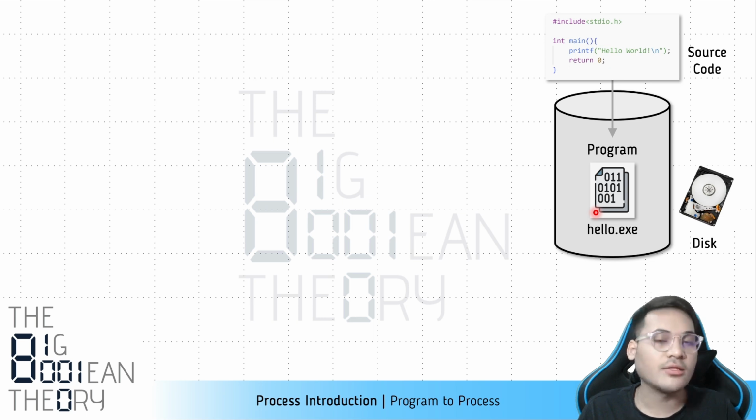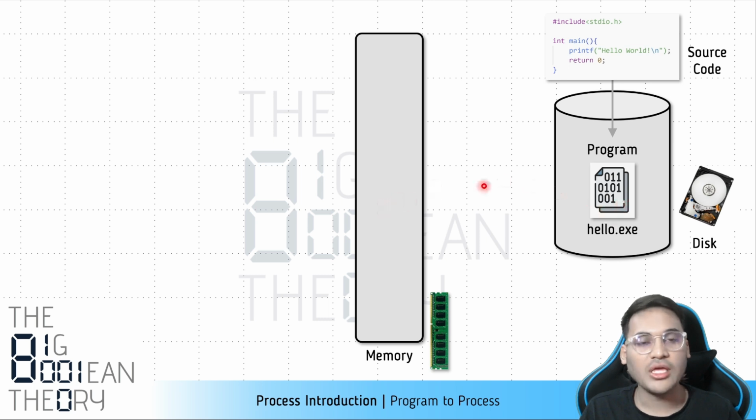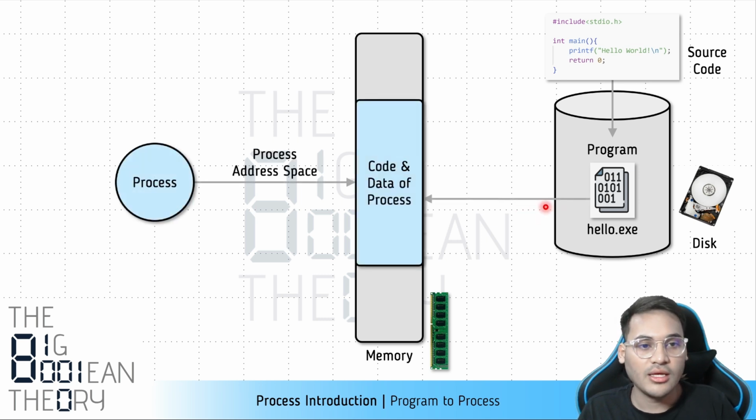The next thing that the operating system has to do is load this executable file into the memory. Why? Because if you recall the von Neumann model, when the CPU has to execute the instructions and data, those instructions and data have to be present in the memory. The CPU cannot directly perform the processing or the execution on the disk. So the first thing the operating system does when launching a program is read the program file and load the code and data for the process into the memory. And this region which stores the code and data for the process is also called the process address space.